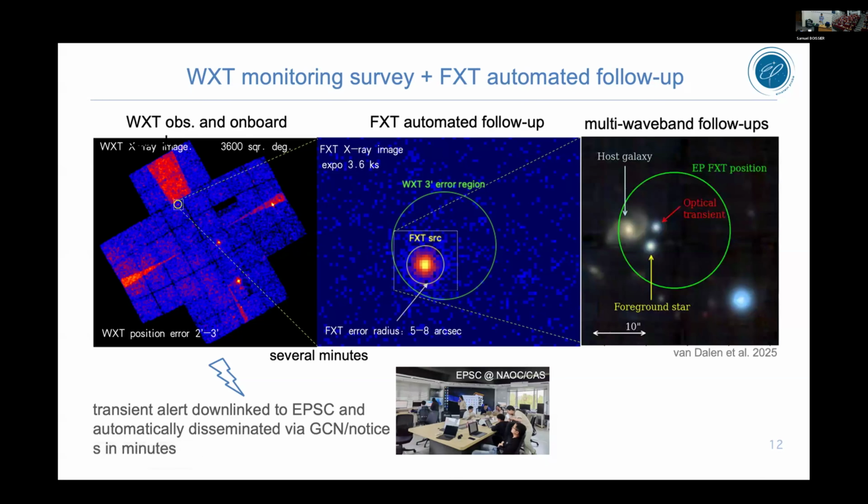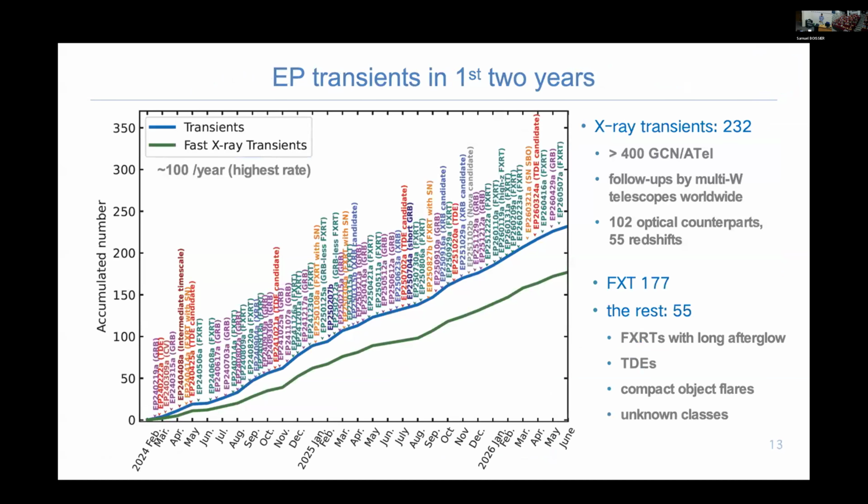Then we can perform multi-wavelength, like optical and near-infrared, follow-up observations. So for this event, we can see the green circle is the EP FXT position error. And here, finally, you find the optical transient. So it's small enough. There will not be so many optical transients. And this is the EP transients in the first 2 years.